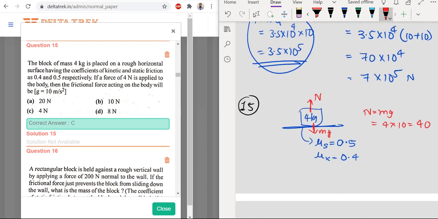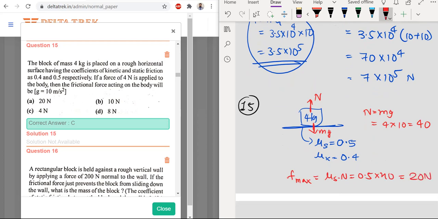Now we need to calculate the friction. What is the maximum friction? F max. So how will we calculate? Mu s into N. Mu s is 0.5, N is 40. So how much will it come? 20.